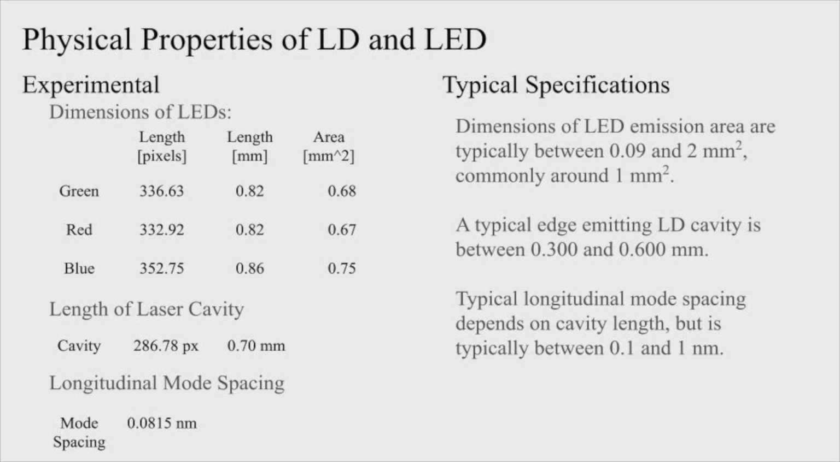Using the length of the laser cavity that we measured as 0.7 millimeters, we were able to calculate the longitudinal mode spacing. And it seems like we over-measured the length of our laser cavity a little bit. We're a little outside of the typical range, which resulted in a lower longitudinal mode spacing than is typical.